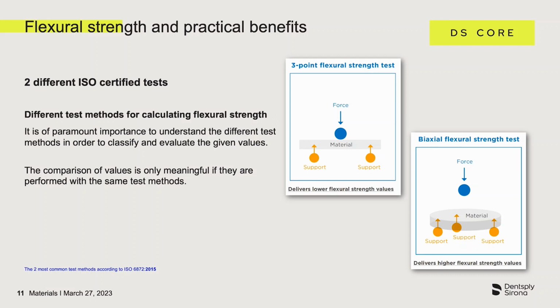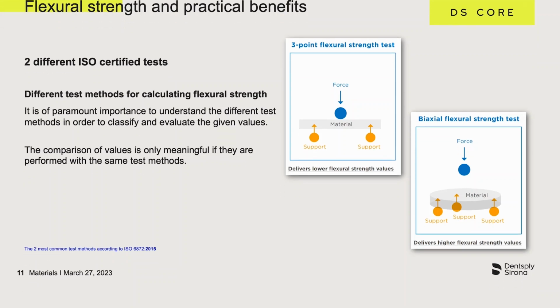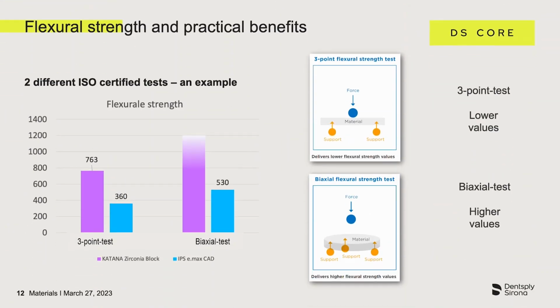It is often the case that it is not stated or not clearly evident which test was used to determine the stated bending strength. Materials, slide 12. In this diagram, we show the effects that the determination of the different values with the different test methods has on the eye of the beholder.